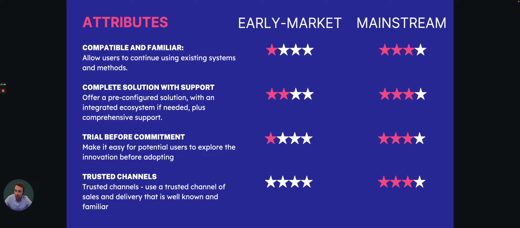So the different attributes, compatible and familiar, what does that mean? It means that you have a technology or SaaS that is allowing users to continue using their existing systems and methods. That means integrations, right? Integrations. And if you don't have those integrations, provide a tailored service to embed your technology in their technology. And of course, put that in your sales pitch, put that in your web, and everything. You have to communicate your risk reduction attributes, otherwise it's like you don't have them. If you don't communicate, you don't have them.